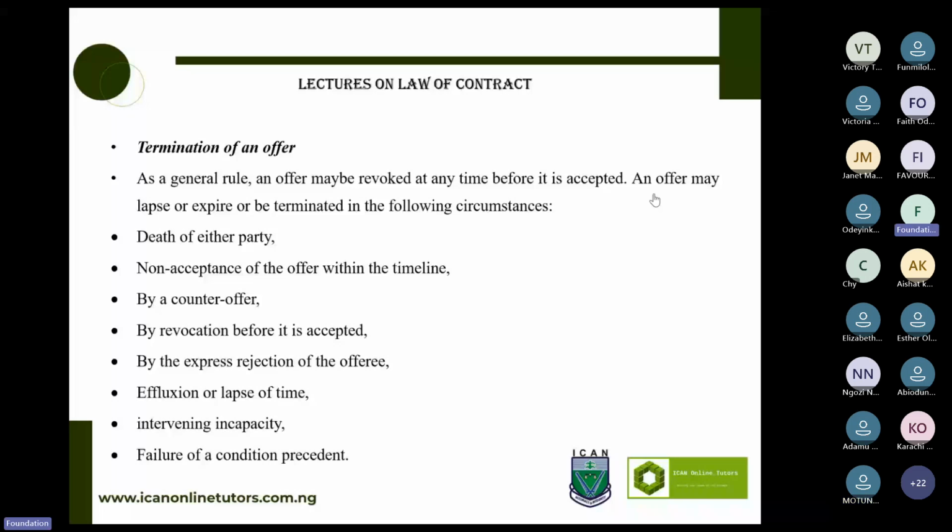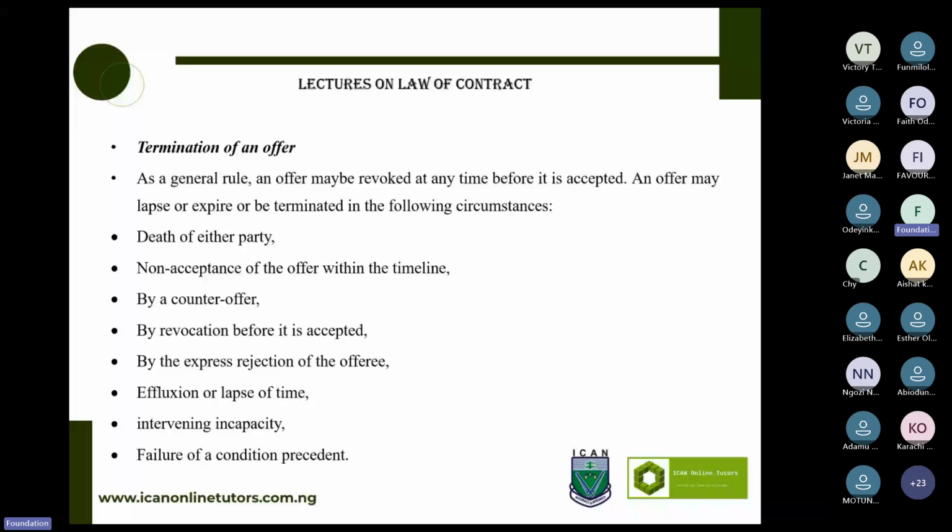Okay, thank you. So I think I've explained revocation of an offer, right? And I've also explained rejection of an offer by the offeree. Do we have any questions for revocation and rejection? Anybody? So no question. So effluxion or lapse of time is still the same thing as non-acceptance within timeline.